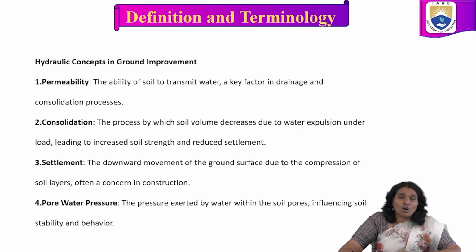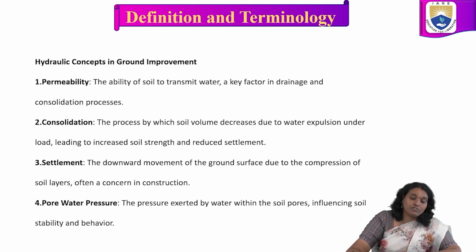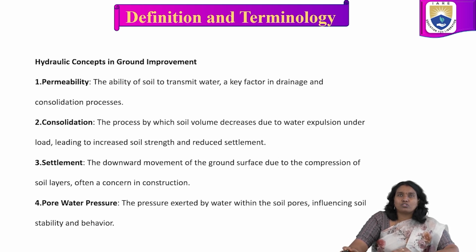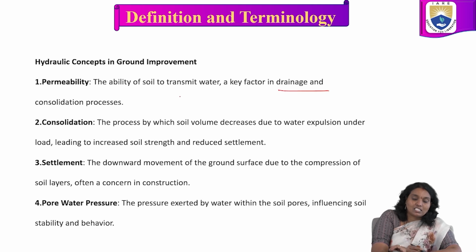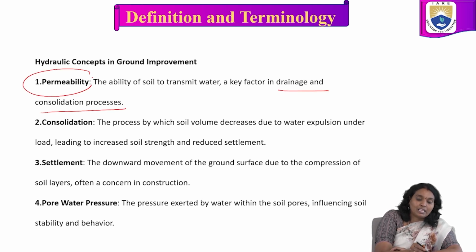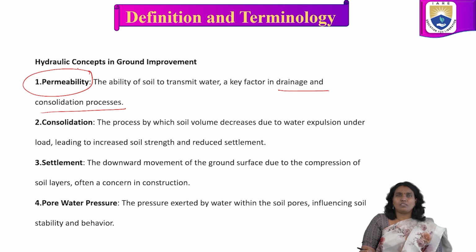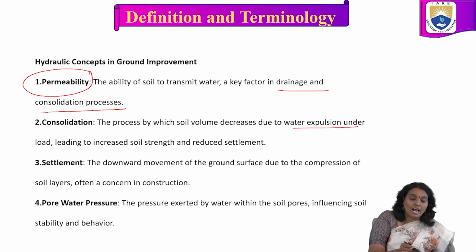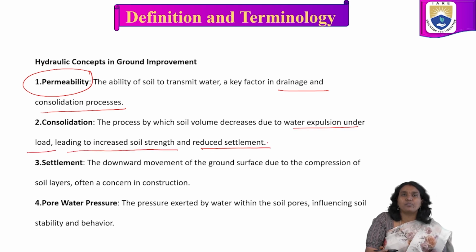In these hydraulic components, we are going to understand a few more definitions. Those are permeability, consolidation, settlement, pore water pressure. So the ability of soil to transmit water, a key factor in the drainage and consolidation process, that is nothing but permeability. And consolidation, the process by which soil volume decreases due to water expulsion under loading, leading to increased soil strength and reduced settlement.